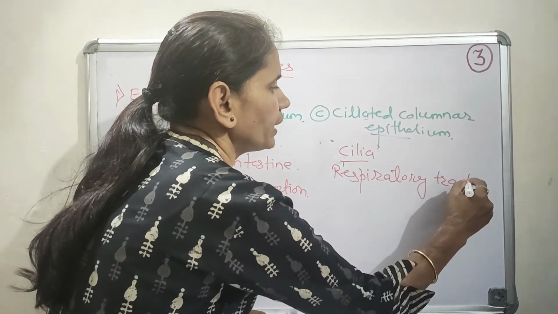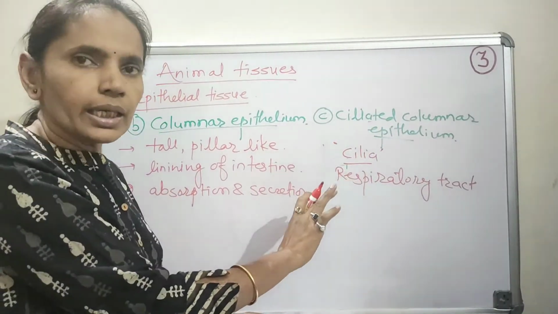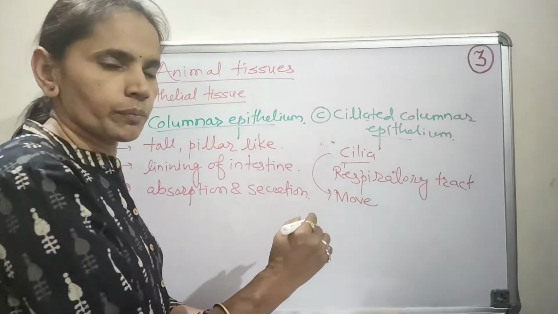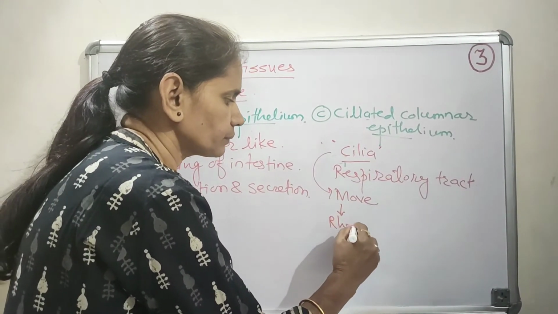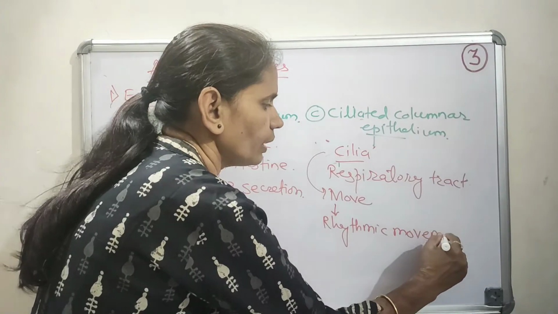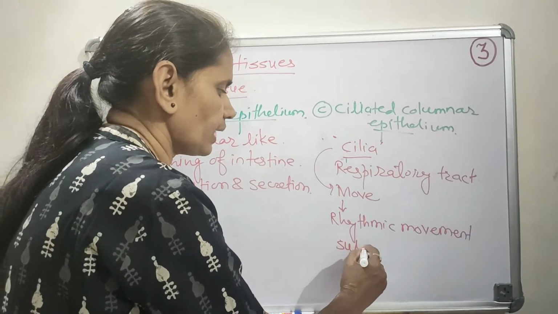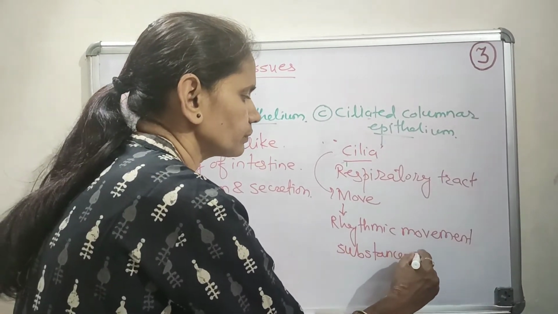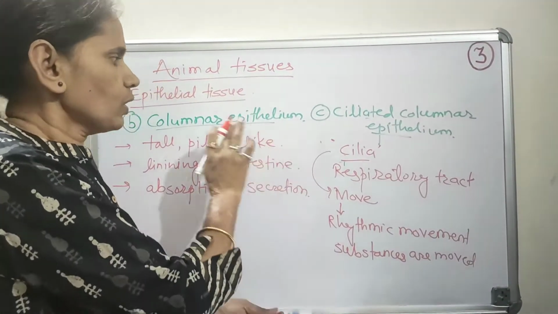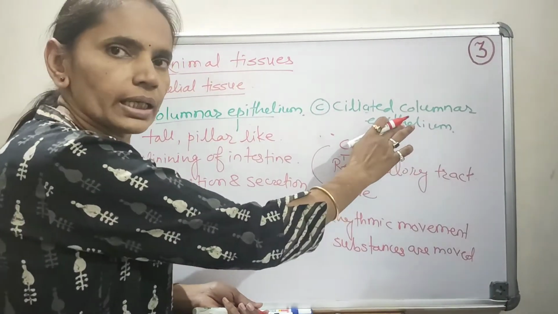So the lining of the respiratory tract is protected, as it has ciliated columnar epithelium. Here the cilia can move in one direction. The rhythmic movement of these cilia is responsible for moving substances in one direction. So substances are moved because of the rhythmic movement of cilia. So there are two types: columnar epithelium and ciliated columnar epithelium.